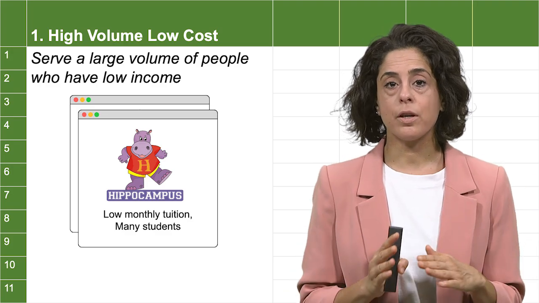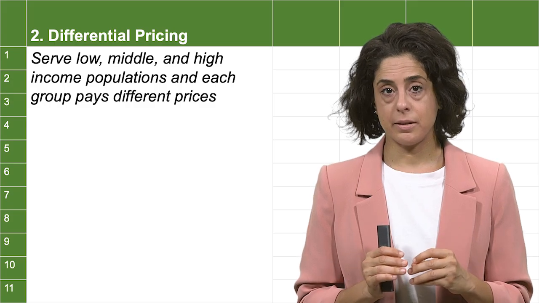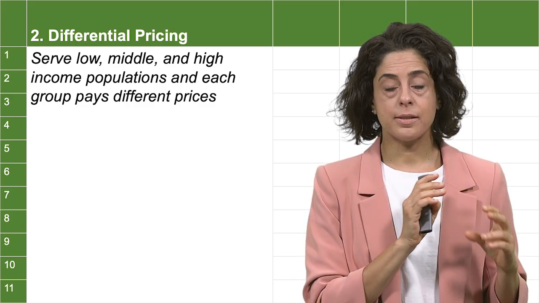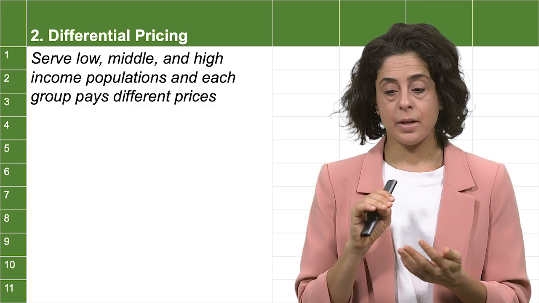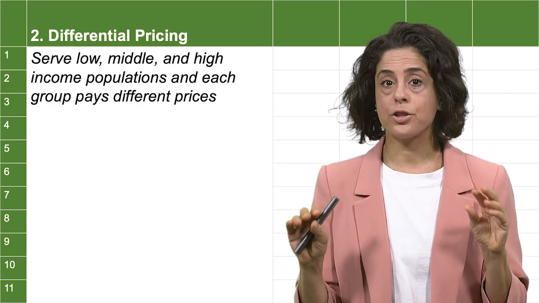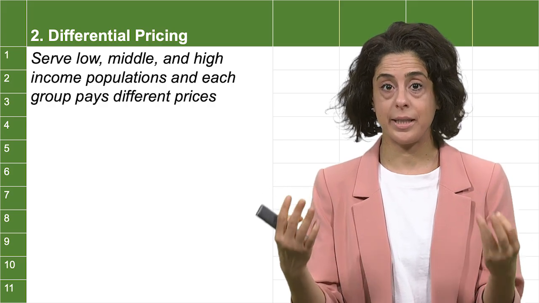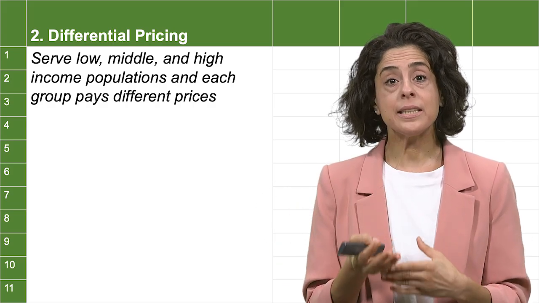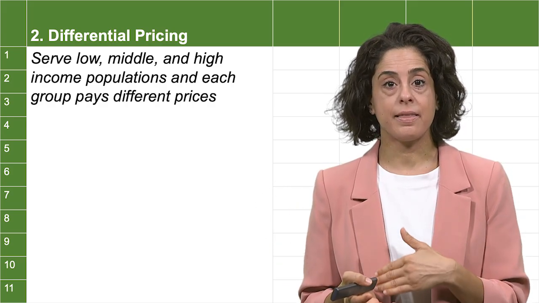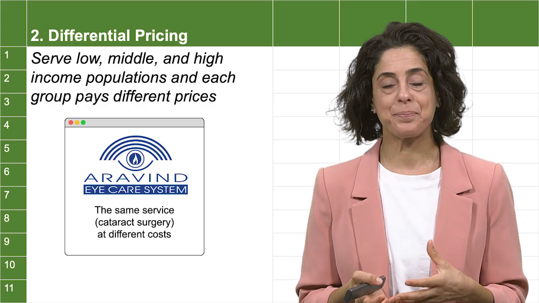Now, moving on along the spectrum is differential pricing. This means that you're serving some low-income people and some middle or higher income people, and they're paying for your services, but they're paying different prices. One example is the case study we're going to see at the end of this module, which is Aravind Eye Care Systems, also in India.